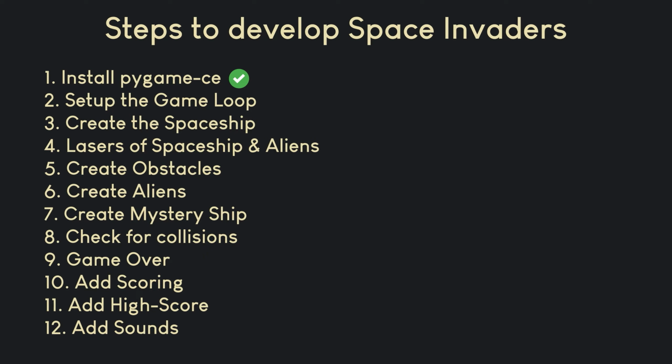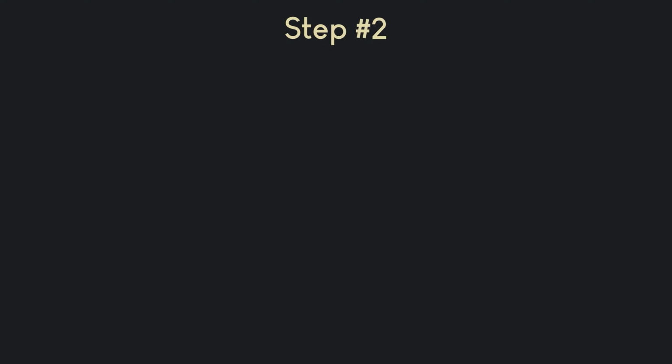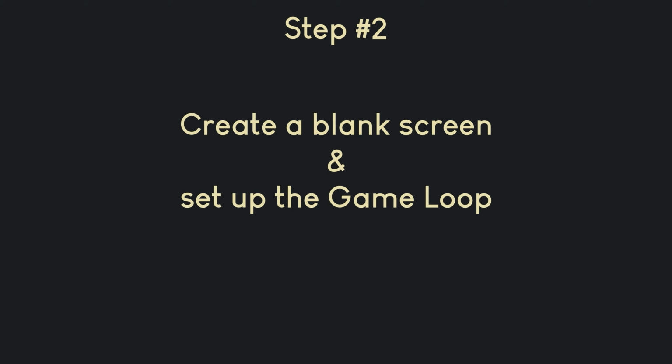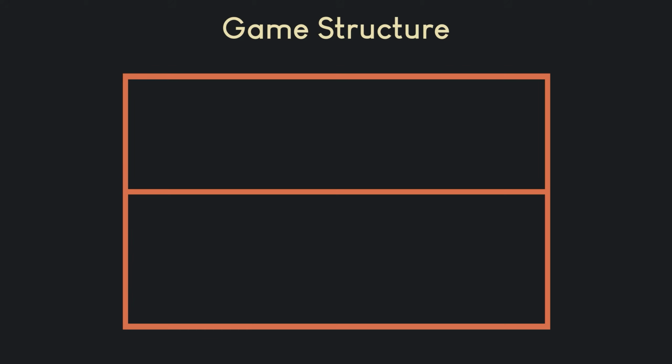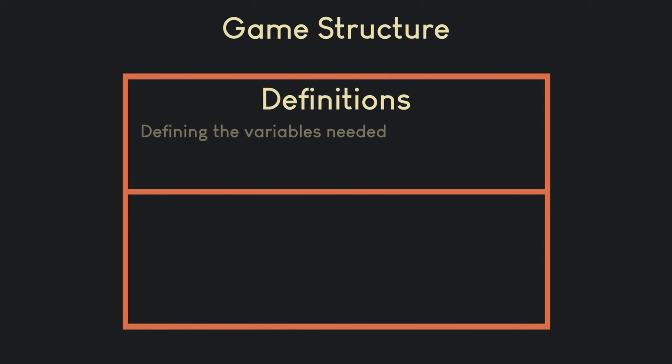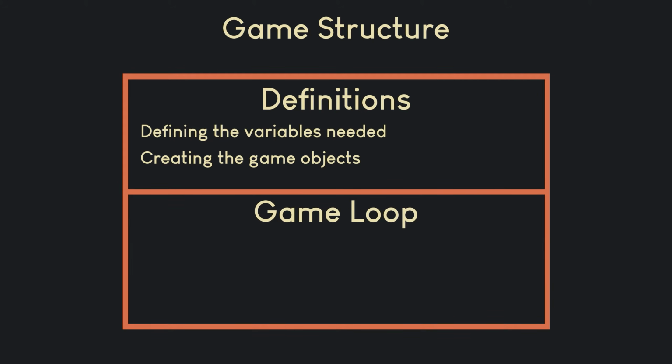Let's move on to step number 2. The next step in building our Space Invaders game is to create a blank screen and set up the game loop. Before we start, it is important to understand the structure of a game. Every game consists of two parts: the part where we define our variables and game objects, such as the spaceship, the obstacles, the aliens, and the user interface, and the game loop, which is responsible for updating the positions of the game objects and checking for collisions.